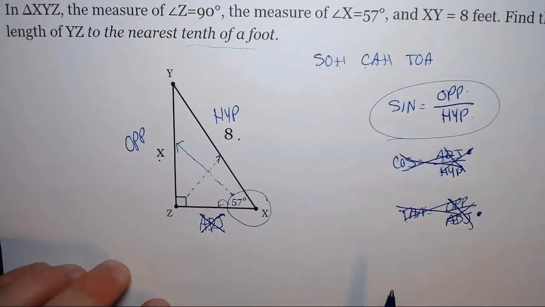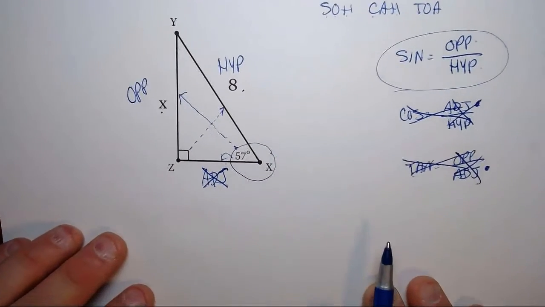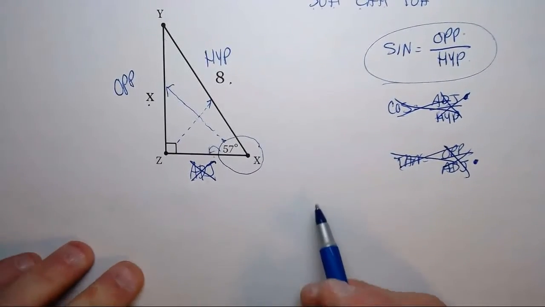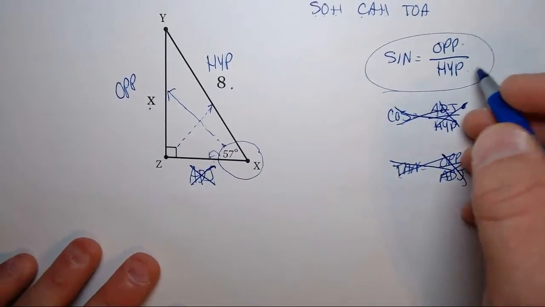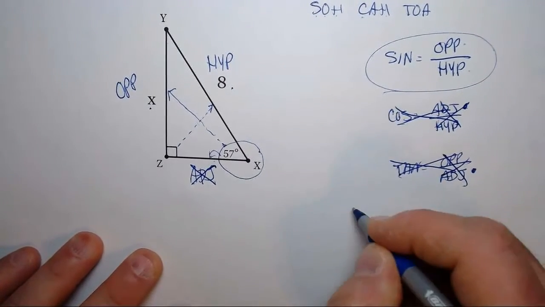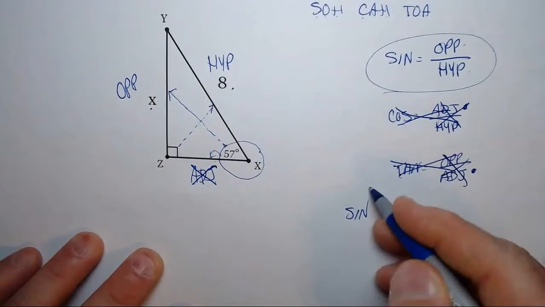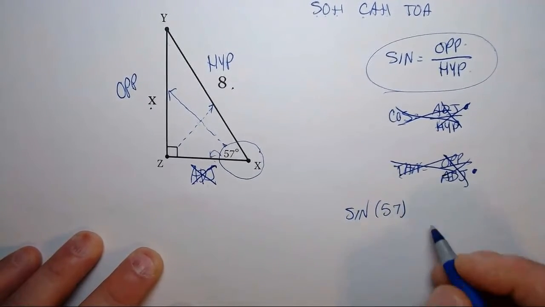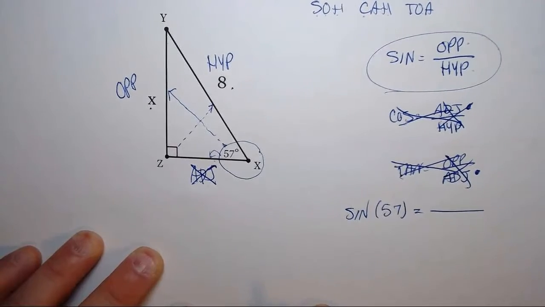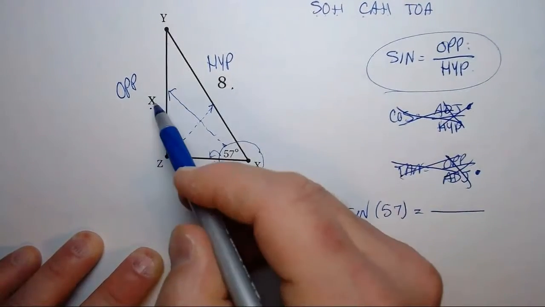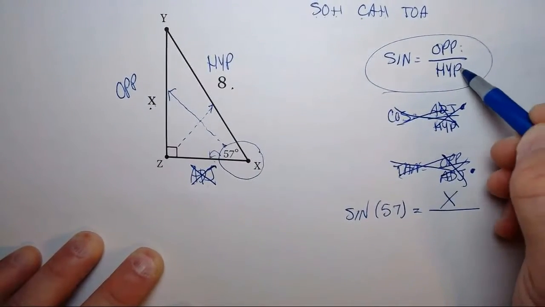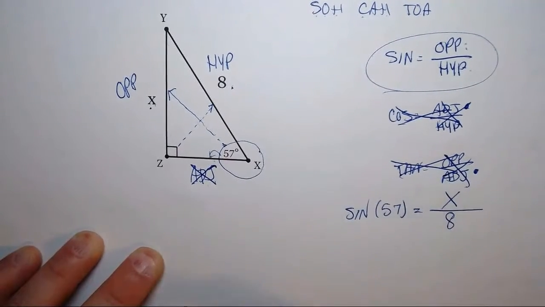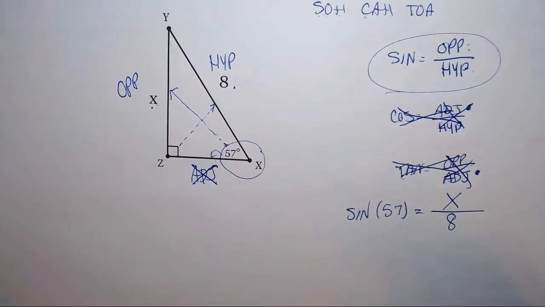But now how do I use it? Well, let's see what we got going here. Okay, so here's how we use it. I'm going to write it just like this, but down here. The sine of 57 degrees equals what? It equals my opposite, which is x, over my hypotenuse, which is 8. X over 8. Okay, that's how you set up the equation. You set it up the same way for everything you do.